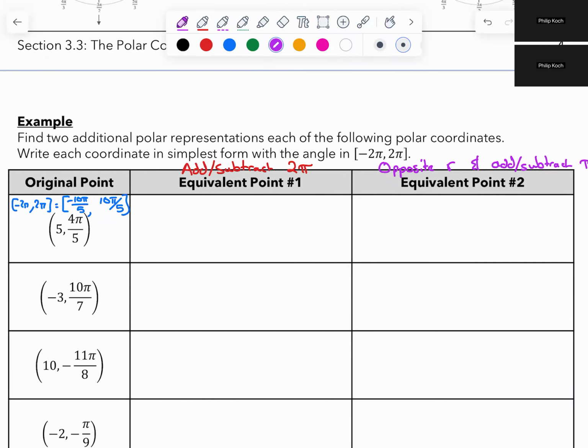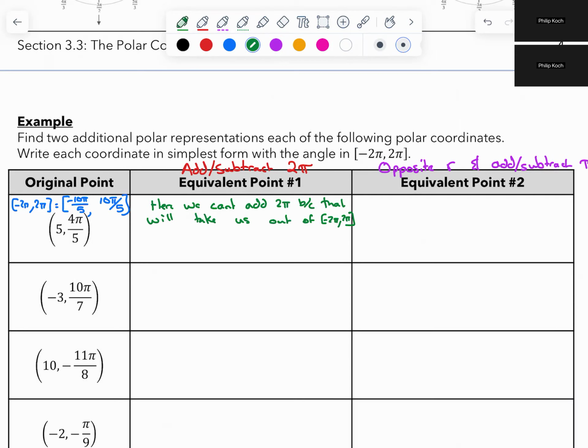The reason why I say add and subtract is if we're given a specific stipulation, like in this problem, we can't add 2 pi. You can only subtract 2 pi. We can't add 2 pi because that will take us out of the bracket negative 2 pi to 2 pi. Since our value is already positive, if I add 2 pi to it, I'm always going to get a number that's larger than 2 pi, right?